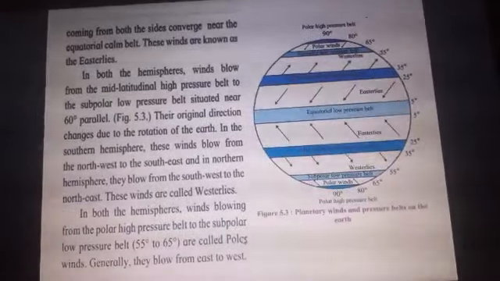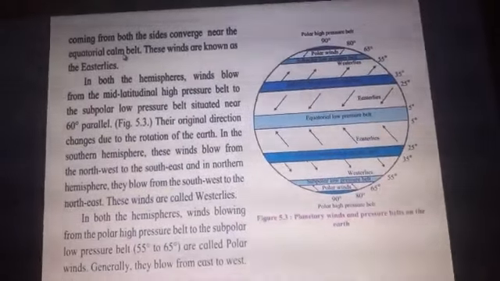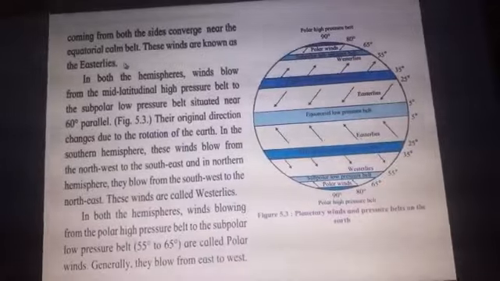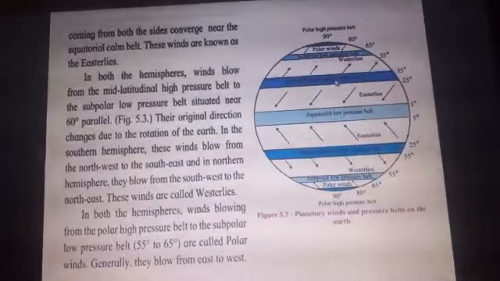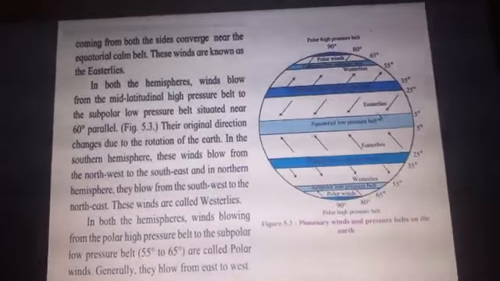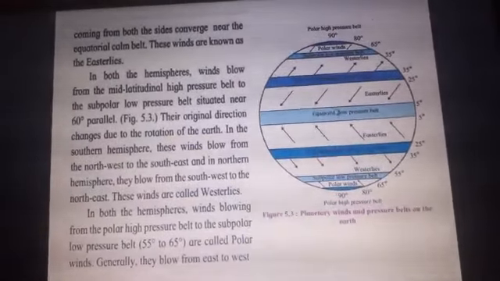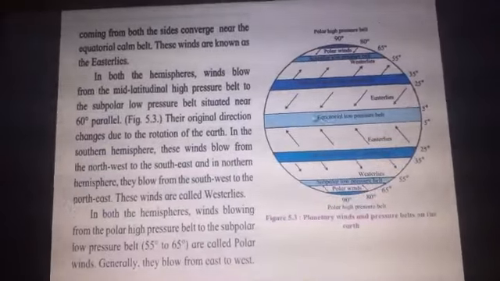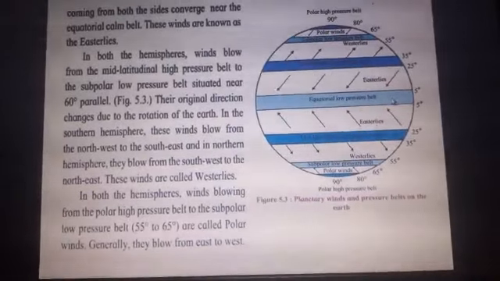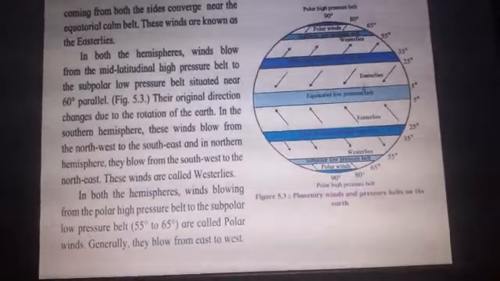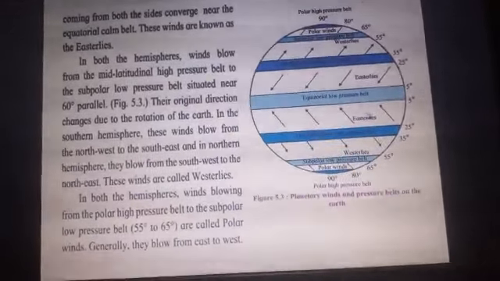These winds coming from both the sides converge near the equatorial calm belt. These winds are known as the easterlies. Now you can see here children, from the mid-latitudinal high pressure belt, we find the winds are moving towards the equatorial low pressure belt. So these winds are coming from both the northern hemisphere and southern hemisphere. So they are converging. Converging means they are meeting. So where are they meeting? In the equatorial calm belt. This is the calm belt, right? So these winds are called as easterlies. Fine. In both the hemispheres, the name is the same, easterlies.